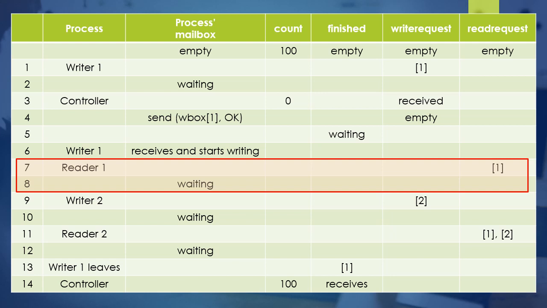Reader 1 comes into the system. It puts its ID in a message and sends the message to the read request mailbox. Then it blocks to receive a message from the controller in its mailbox rbox1.